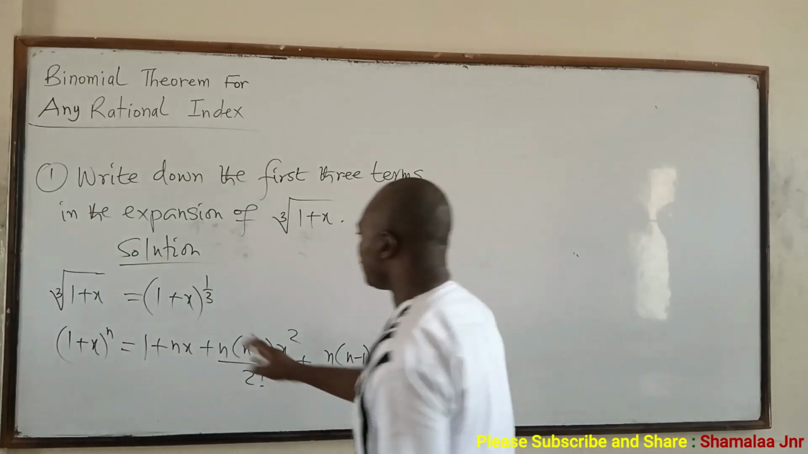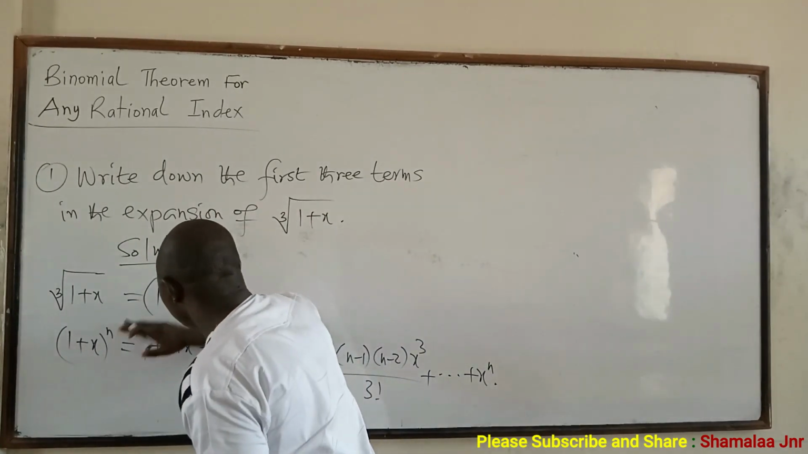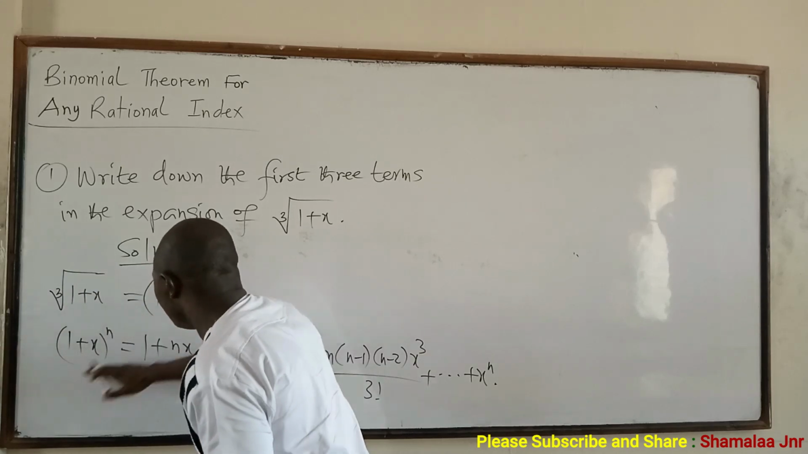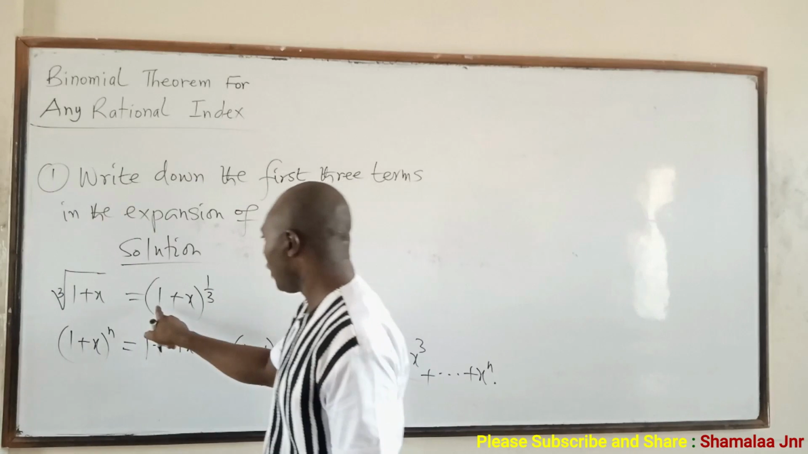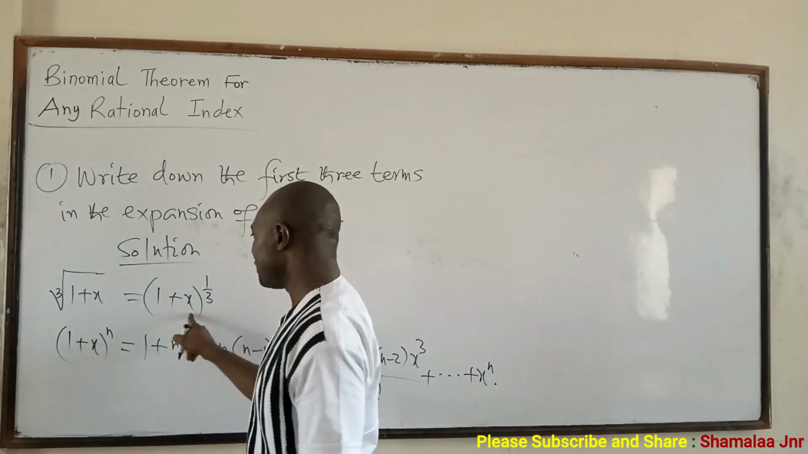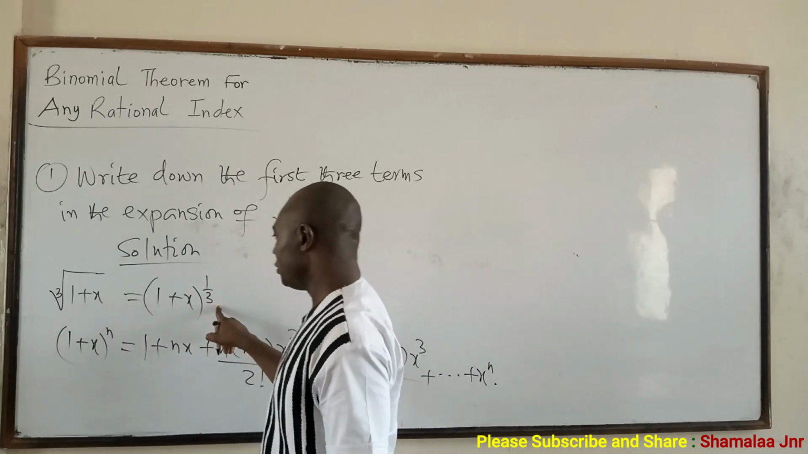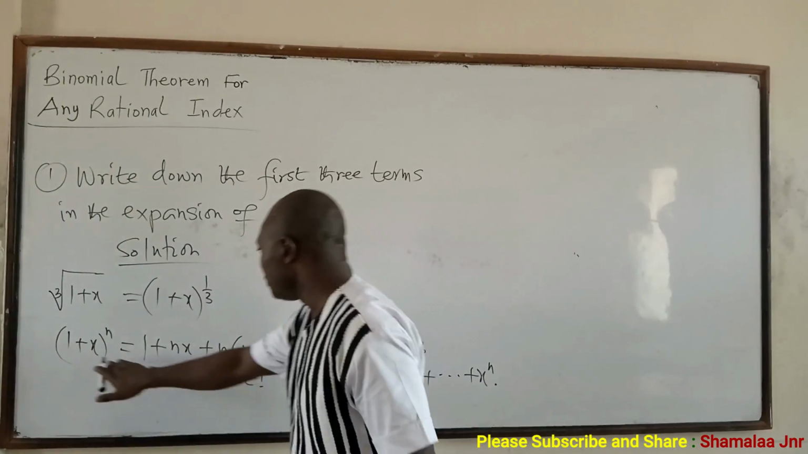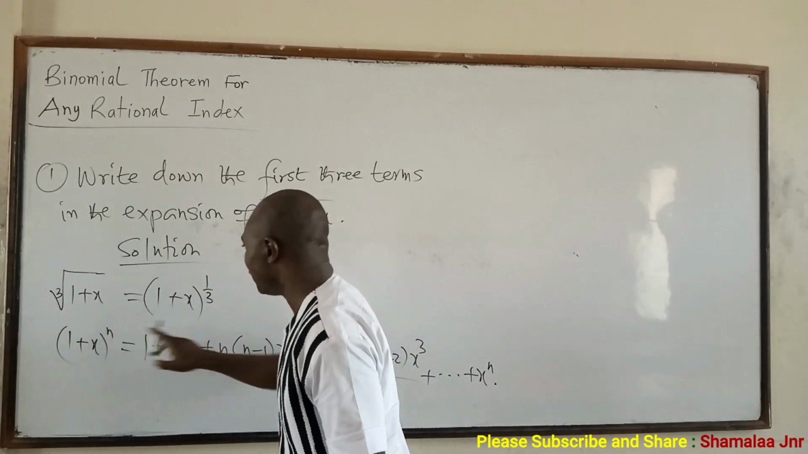Now, let's try to compare what we have been asked to expand with this formula. If you compare, so comparing this one, look at the board. We have been given this one. So comparing this with this one, you can see that 1 is equal to 1, x is equal to x, but n is equal to 1 over 3. So what this means is that you can just look at this formula, and wherever you see n, you write 1 over 3.